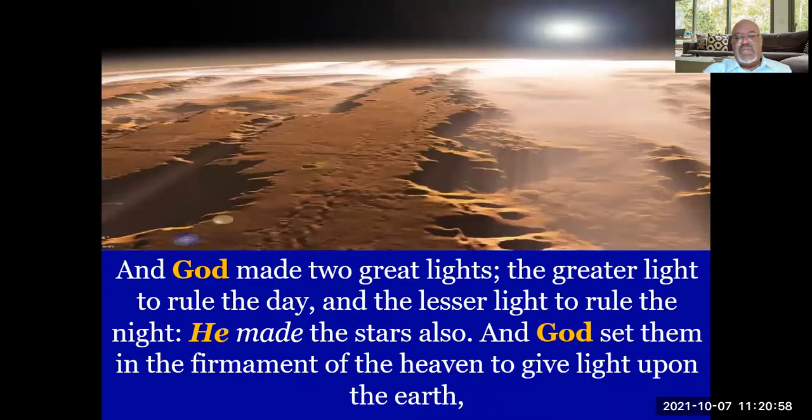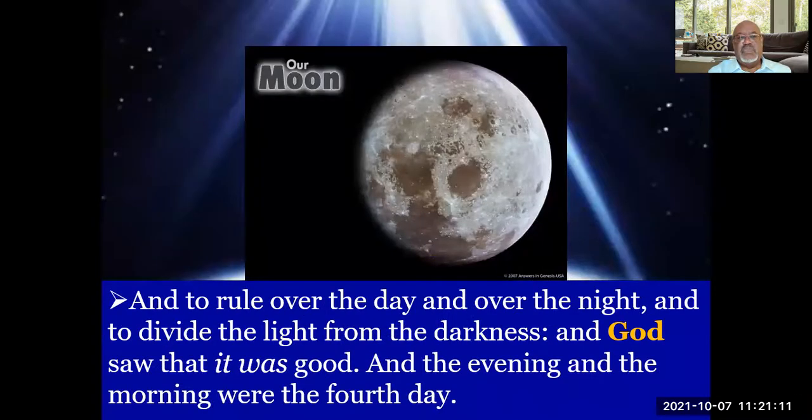And God made 2 great lights, the greater light to rule the day, and the lesser light to rule the night. He made the stars also, and God set them in the firmament of the heaven to give light upon the earth. The moon is to rule over the day and over the night, and to divide light from the darkness. And God saw that it was good, and the evening and the morning were the 4th day.